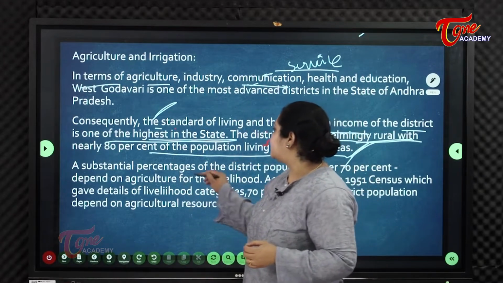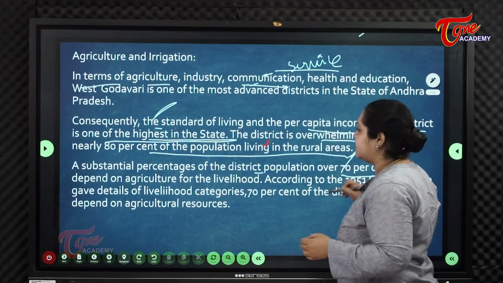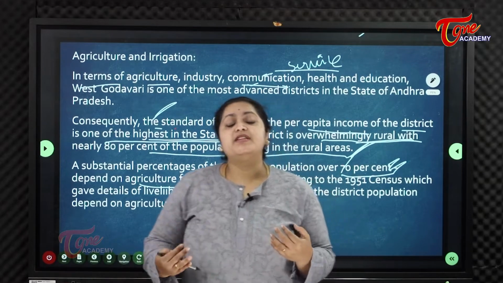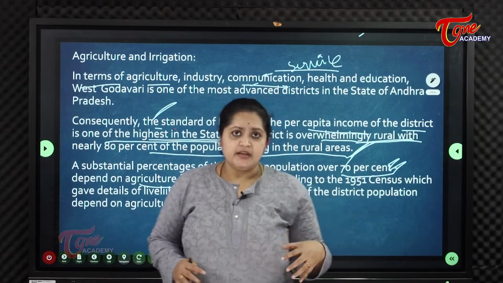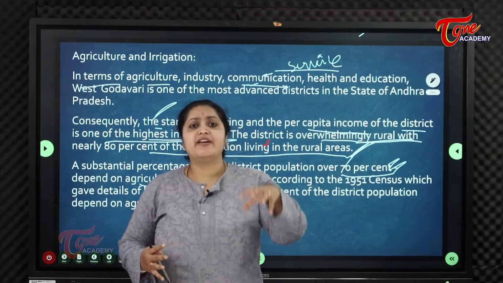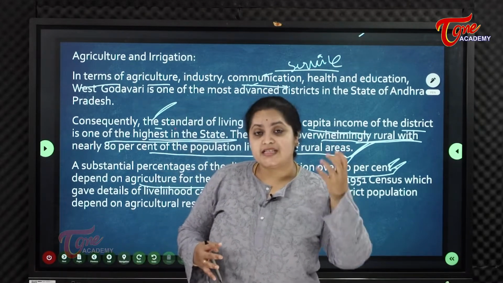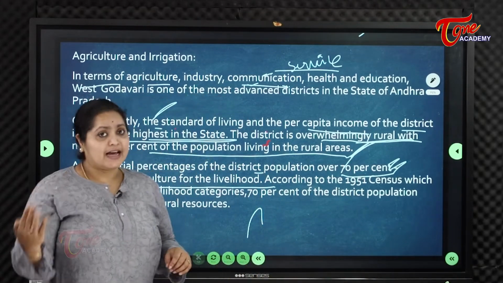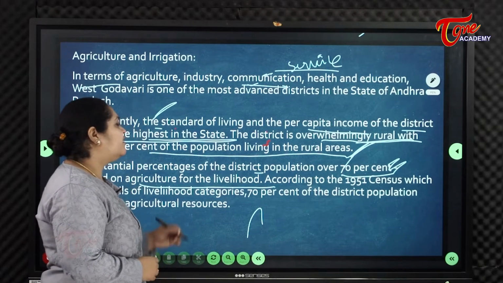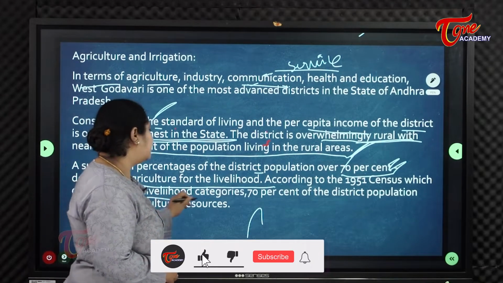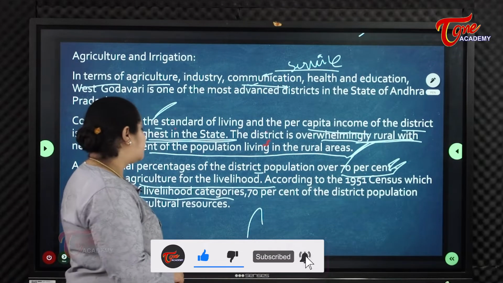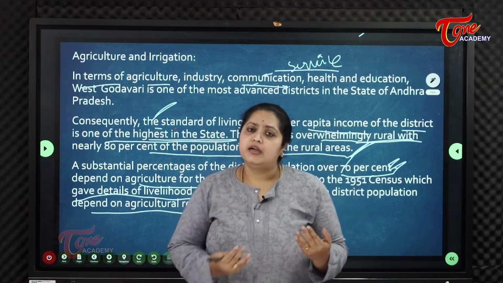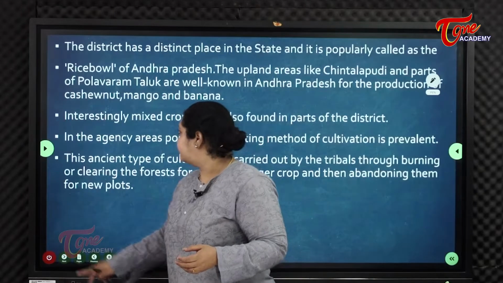A substantial percentage of the district population, over 70%, depend on agriculture for their livelihood. So 80% of people stay in the rural areas, and in that, 70% of the total population depend on agriculture itself. According to the 1951 census, which gave details of livelihood categories, 70% of the district population depends on agriculture resources.